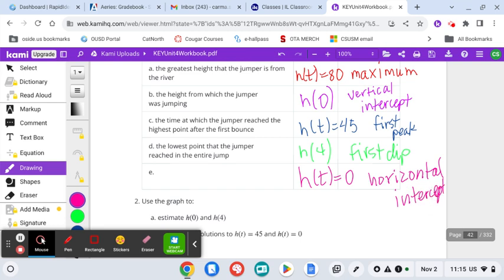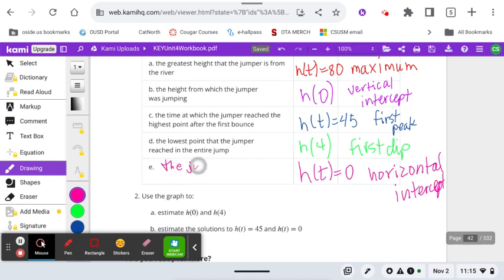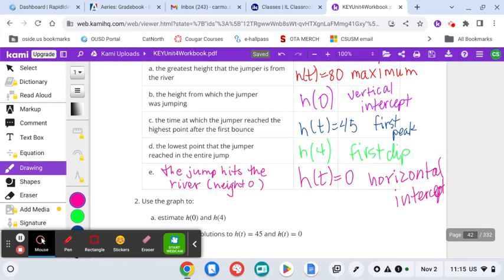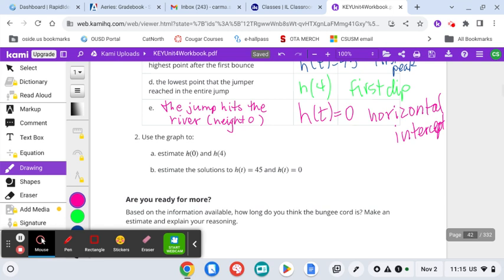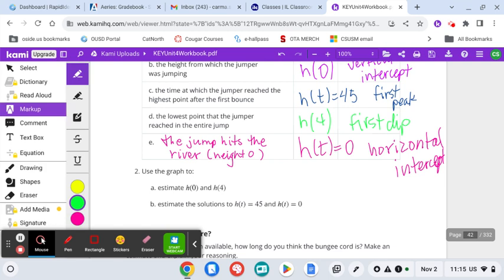Okay, so this would be when the jumper hits the river. That's called height 0. So it doesn't show on our graph, but hopefully it never happens to you. Okay. So now, finally, estimate h of 0 and h of 4, and then estimate the solutions h of t equals 45, h of t equals 0. These are input, output questions. So let's go do the inputs first.